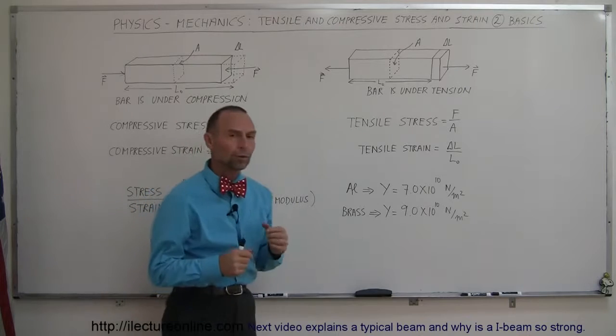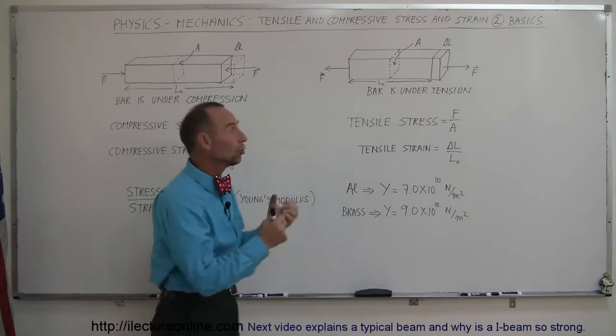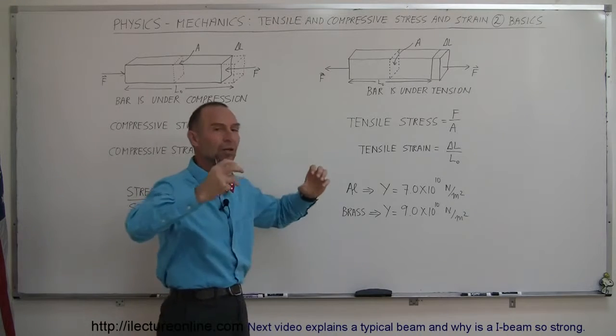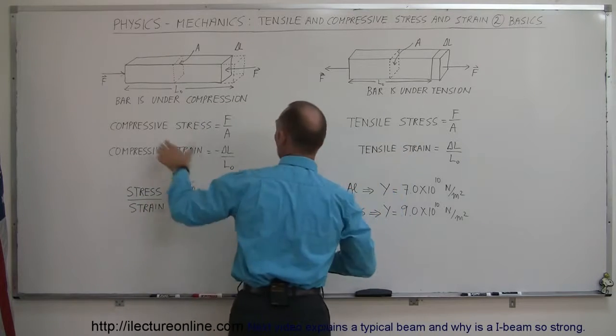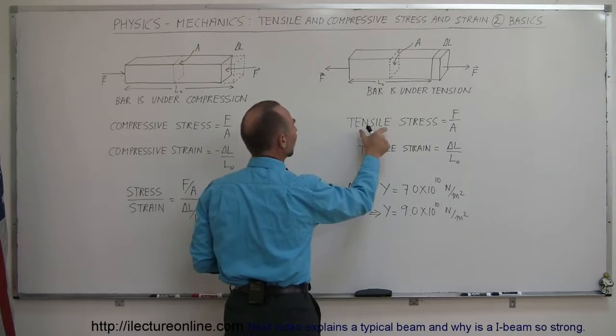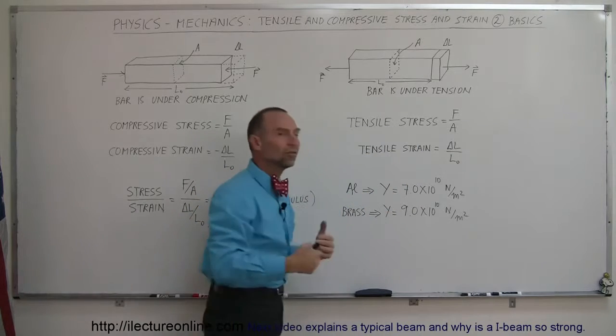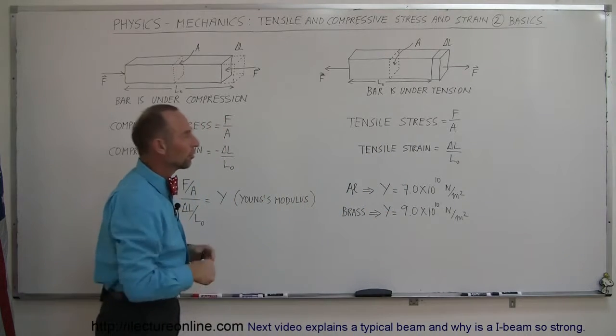We now say that the bar is under tension. We're pulling on the bar, we're trying to make it longer. That's called tension. And therefore, instead of calling it compressive stress, we're going to now call it tensile stress, since we're pulling on it, the bar is under tension.